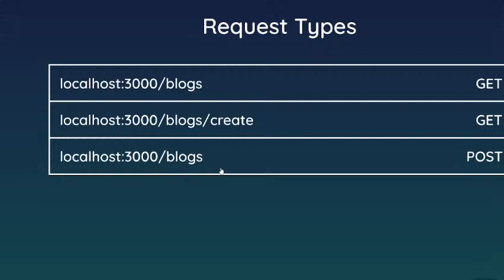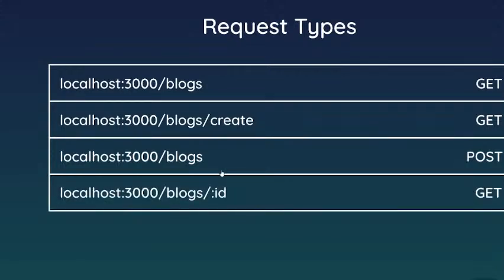Now, we'd also need a route to get a single blog item. And that would look like this, /blogs/ID, where this ID variable right here changes dependent on the blog that we want to get. So it would go out and get the blog from the database with this ID, and that would be a GET request.